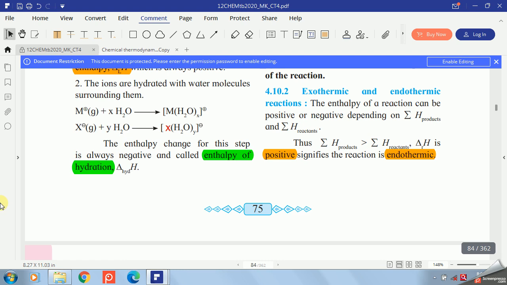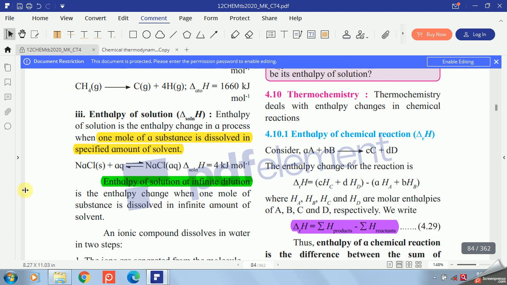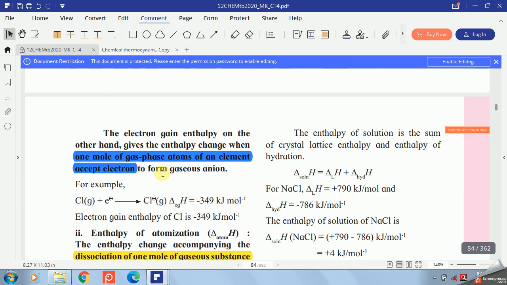So the enthalpy change for this step is always negative, and it is called the enthalpy of hydration. Now next, the enthalpy of solution is the sum of the crystal lattice enthalpy, which is related to the cation, and the enthalpy of hydration, which is related to the anion.